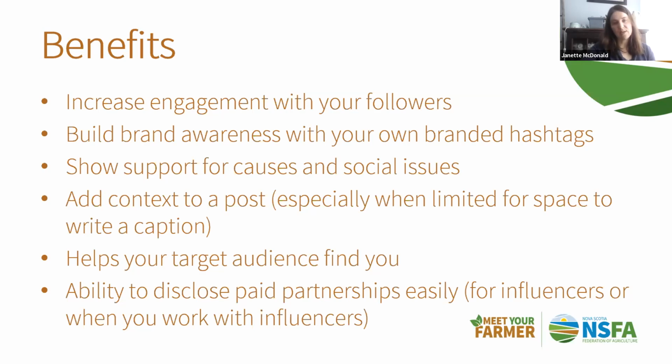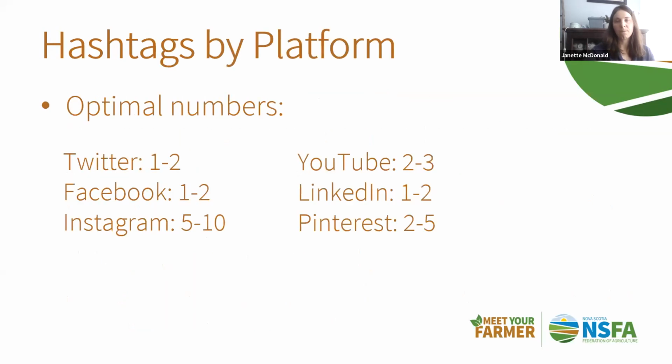You can add context to a post. And this is really important with Twitter when you're limited on characters, that you can get to more of the point of your post using hashtags when you don't have a lot of space to write content. It also helps your target audience find you. People that are interested in hashtag farming have an easier time finding you if you're also using the hashtag farming. And if you're using paid partnerships, so if you're working with influencers or someone like that, you can disclose easily that it was a paid for partnership or an ad. You'll often see a hashtag with an ad reference in it if someone was paid to promote the product or the post.